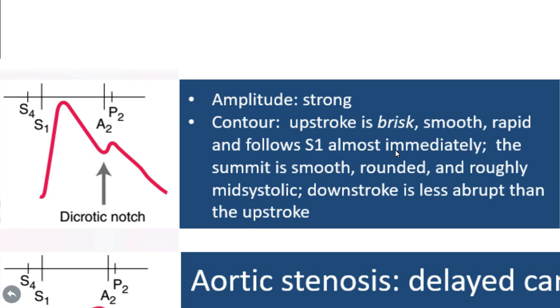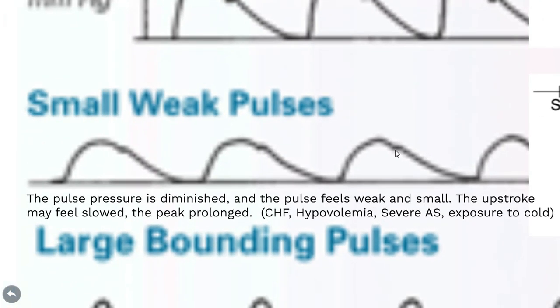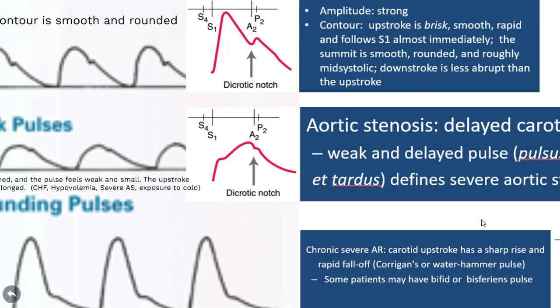So the significance of this carotid artery pulsation is that you can use it as a basis to determine if the murmur you hear is systolic or diastolic, because if it coincides with the carotid artery pulsation, it means that the murmur is a systolic kind of murmur. Okay, sometimes we will have a small weak pulse in patients, especially with heart failure, hypovolemia, severe AS, or patient is on hold.